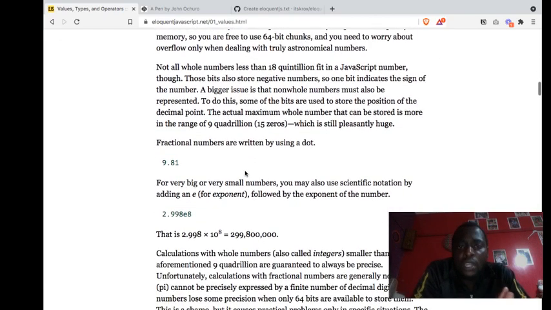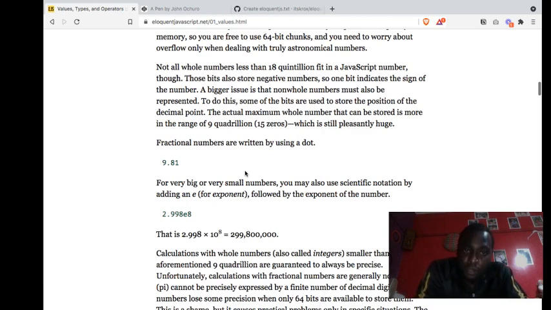Not all whole numbers less than 18 quintillion fit in a JavaScript number though. Those bits also store negative numbers, so one bit indicates the sign of the number. A bigger issue is that non-whole numbers must also be represented. To do this, some of the bits are used to store the position of the decimal point. The actual maximum whole number that can be stored is more in the range of 9 quadrillion, that's 15 zeros, which is still pleasantly huge.